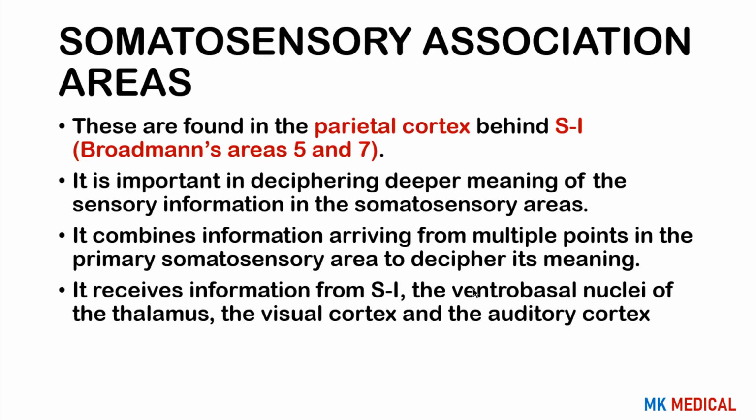Then let's talk a little bit about somatosensory association areas. Remember, these are found in the parietal cortex, sensory areas number 5 and 7. And these are very important because they help us in deciphering deeper meanings to the sensory information that we're receiving from the somatosensory areas for us to actually make pure sense of what we are receiving as an input. So it combines information that is arriving from multiple points in the primary somatosensory area to decipher its meaning. And it's going to be receiving information from the somatosensory area number 1, from the ventral basal nuclei of the thalamus, as well as from the visual cortex and the auditory cortex, so that we can actually make sense of whatever we're seeing, whatever we're touching, whatever we're hearing.